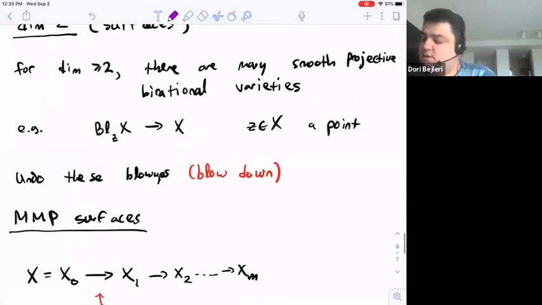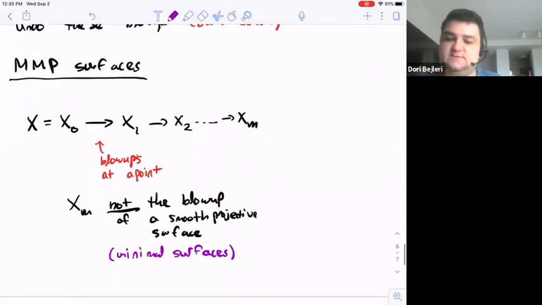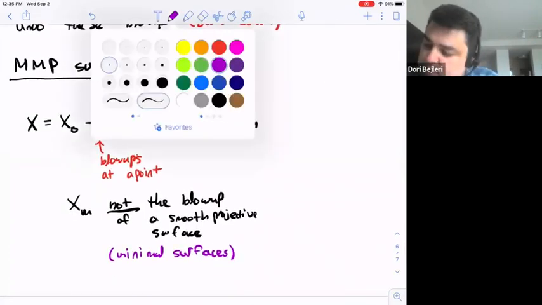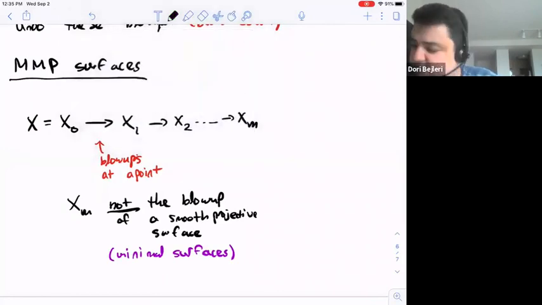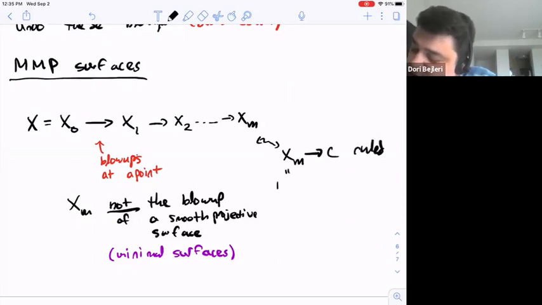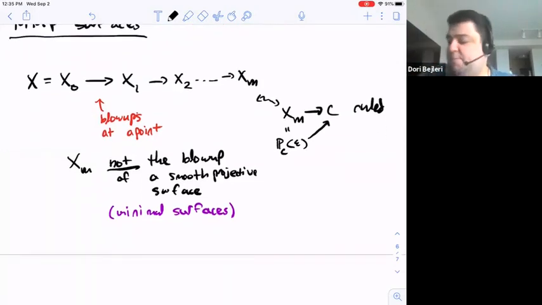issue with step one, and then we can try to classify what are the possible XMs in terms of the property of the canonical divisor. And it turns out there are two cases. XM could be a ruled surface, which means that it's a projective bundle of a rank 2 vector bundle on this curve. So it's some map where all the fibers are P1s.